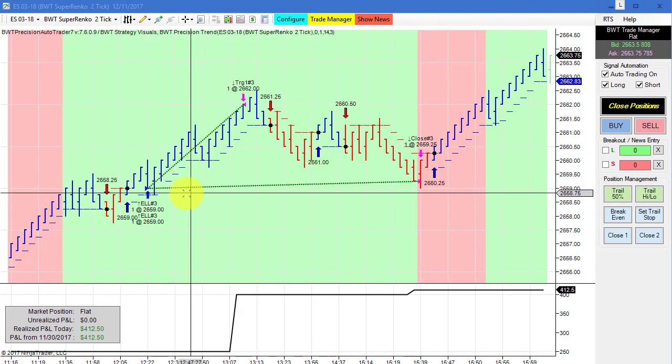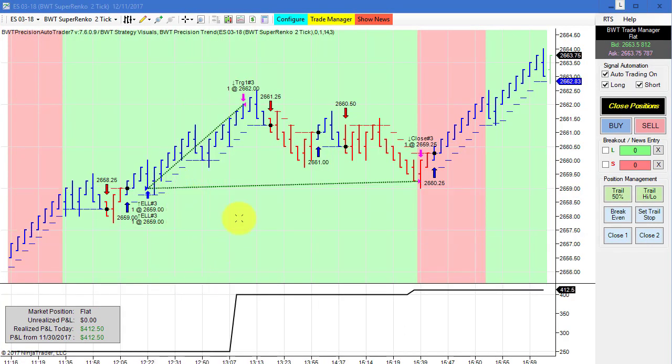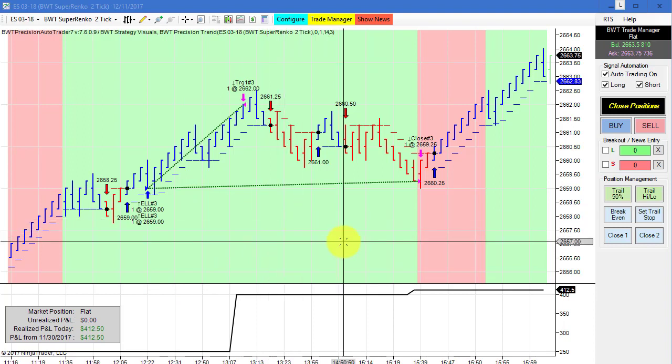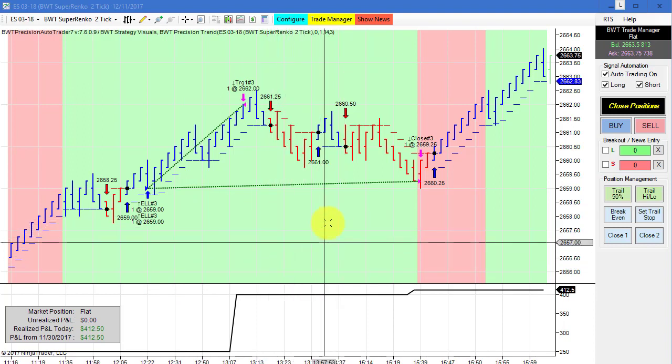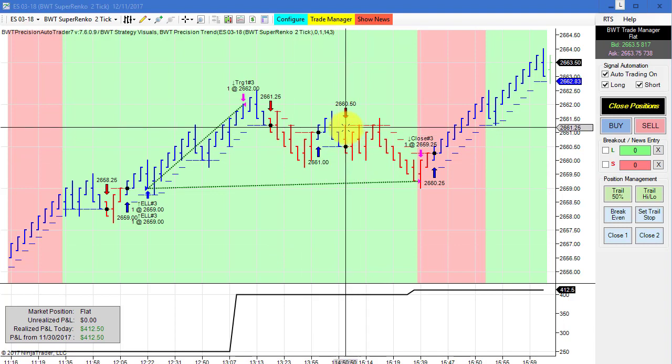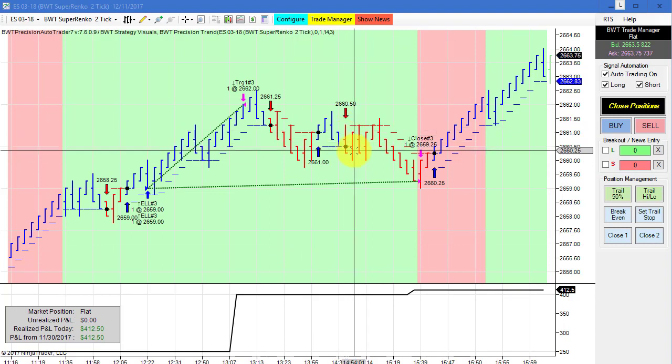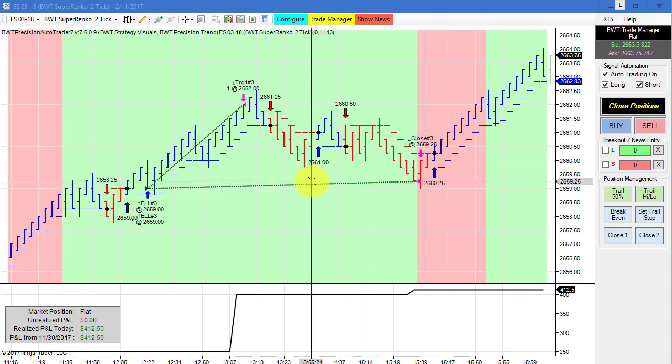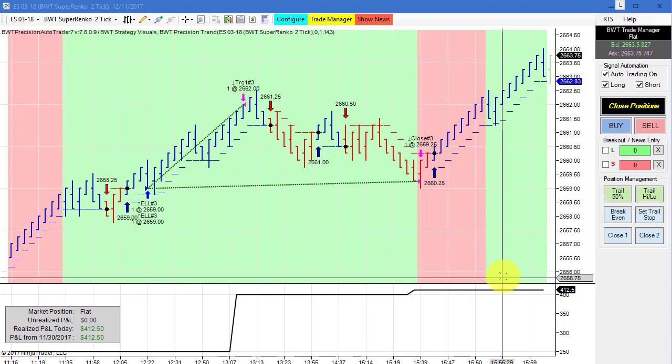Okay, next up is the E-mini S&P on a Super Renko 2 tick with a 4 tick higher time frame. This has been a pretty consistent chart. 400 bucks in the E-mini S&P on a couple of contracts is pretty good. So this did 412.50 on a single trade, as you can see here.